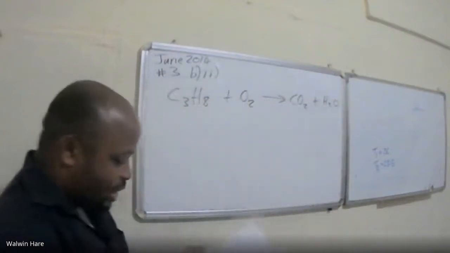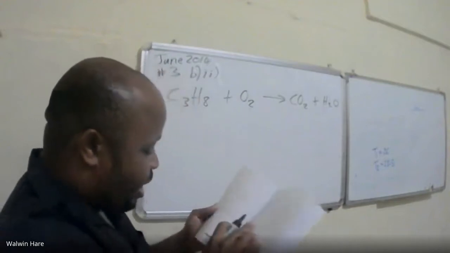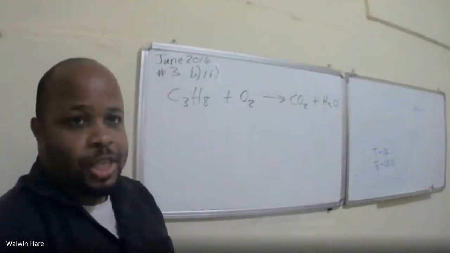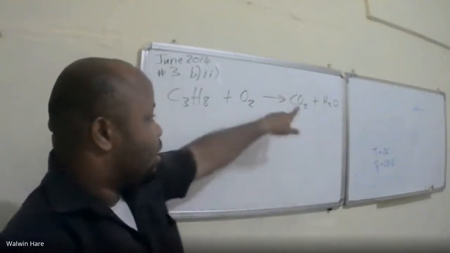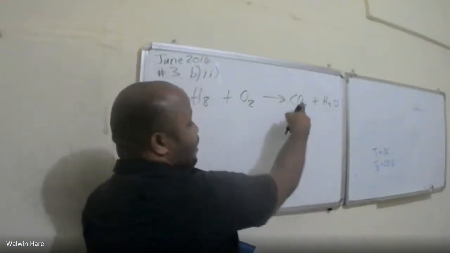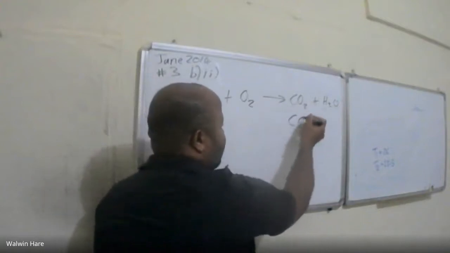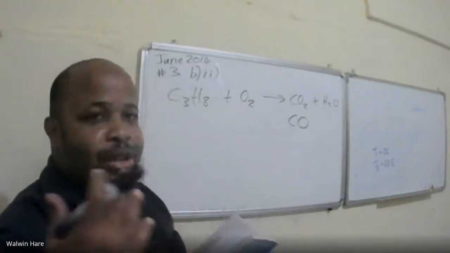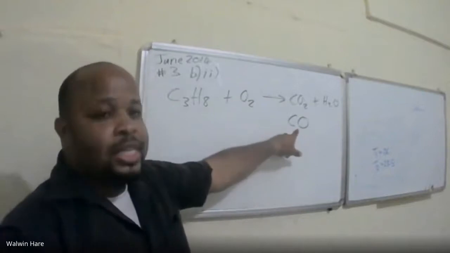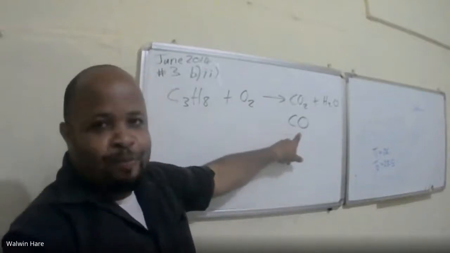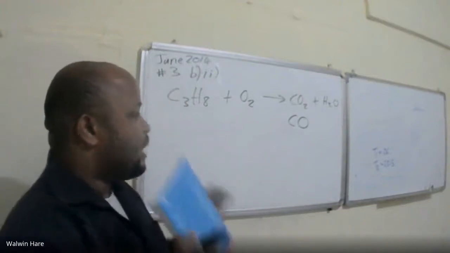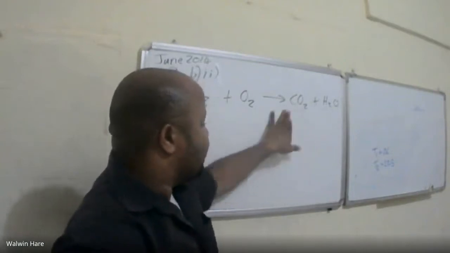Now the reason why they emphasize excess oxygen here is because if the oxygen supply was insufficient, instead of carbon dioxide, you would have gotten carbon monoxide. So when enough oxygen is present, we have complete combustion. But if it was insufficient, it would have been carbon monoxide. Correct, Mikhail. But they said it was in excess, so it is CO2.